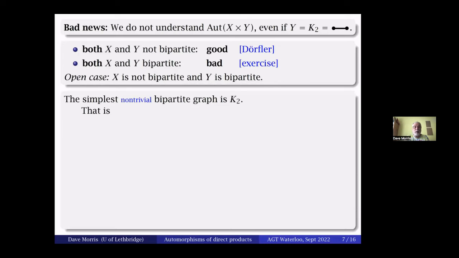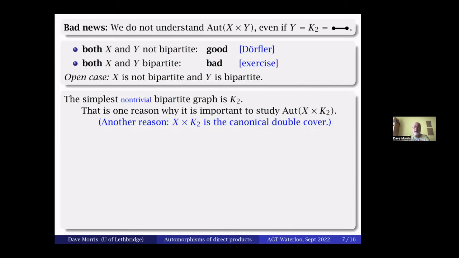The reason today I'm going to talk about just X cross K2 is because it's the starting point. We'd really like to understand all bipartite graphs, but it's important to start with the easiest one. Until we understand X cross K2, we're not going to be able to understand X cross every bipartite graph. And another reason is that X cross K2 is the canonical double cover. That's a graph that people study of its own interest, so it's important to understand its automorphism group.